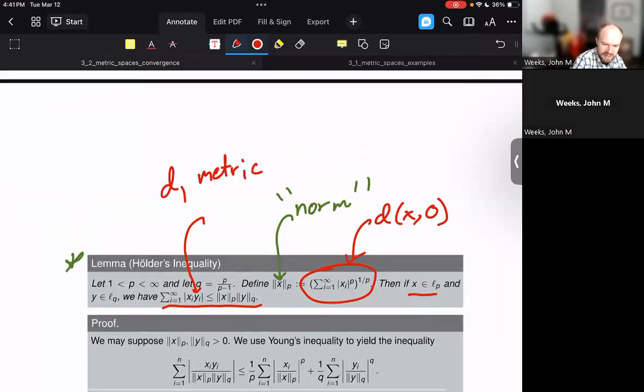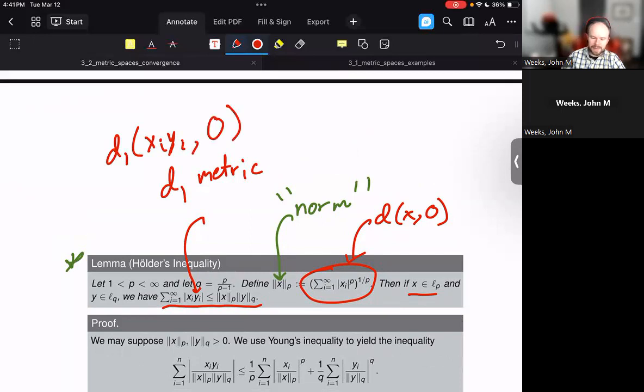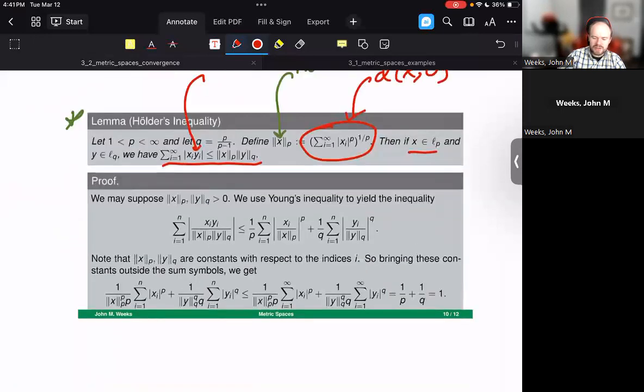So this is the sequence x sub i, y sub i, and this is the distance from that to 0 in the D1 metric. So there's a little bit of a process that goes along here. You can take a look to see some interesting things if you're curious about this, but the proof here is not that big of a deal. I don't want to emphasize this for where we are at this stage.